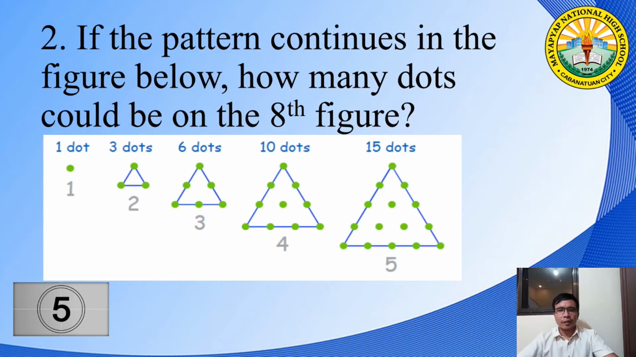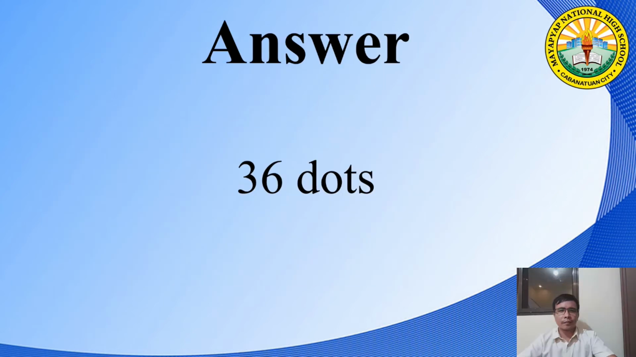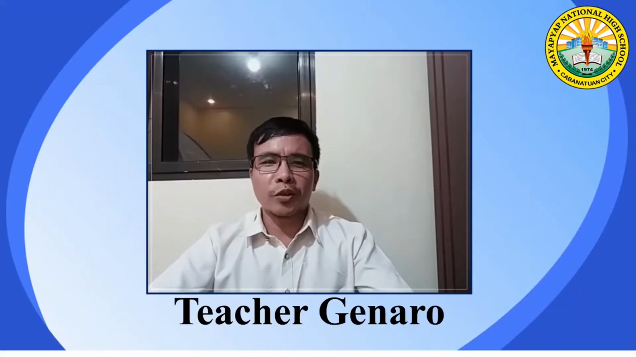Number 2. If the pattern continues in the figure below, how many dots could be on the 8th figure? Your timer starts now. Time's up. What do you think is the correct answer? Excellent. The correct answer is 36 dots. The 2 examples you answered are just few of the main examples of sequences made by the concept of number patterns. So let us define number pattern.